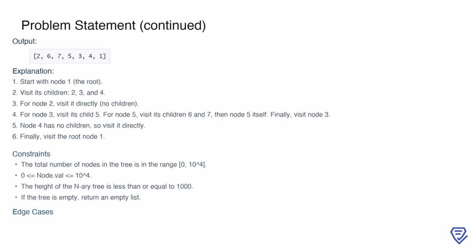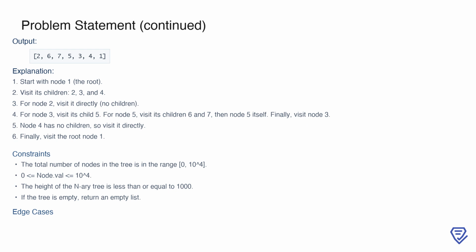In another example, the input tree is root equals 1, null 2, 3, 4, null 5, and null 6, 7. Here, the tree structure shows the root node 1 with 3 children, 2, 3, and 4. Node 3 has a single child, 5, and node 5 itself has 2 children, 6 and 7. The postorder traversal output for this tree is 2, 6, 7, 5, 3, 4, 1.